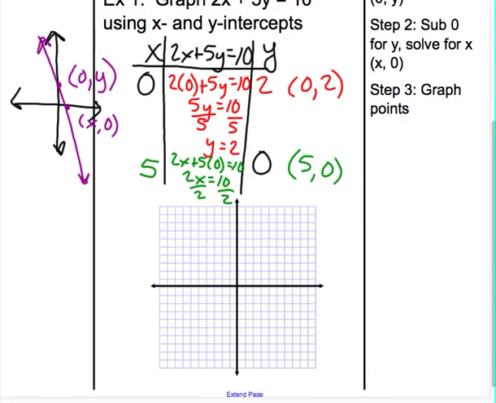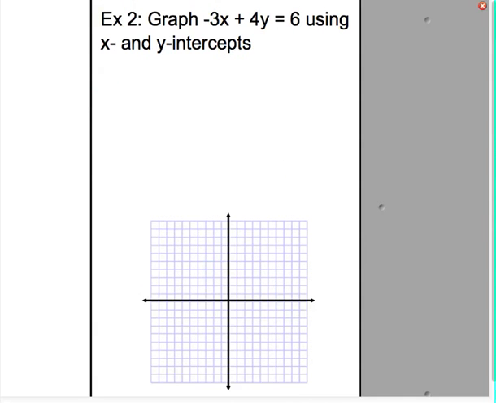So graphing my y-intercept, 0, 2. Graphing my x-intercept, 5, 0. And then drawing our line through our 2 points. My calibration isn't spectacular, so that's why it's off quite a bit. Hopefully your line looks a little bit prettier than mine. We're just going to practice that process a couple more times.